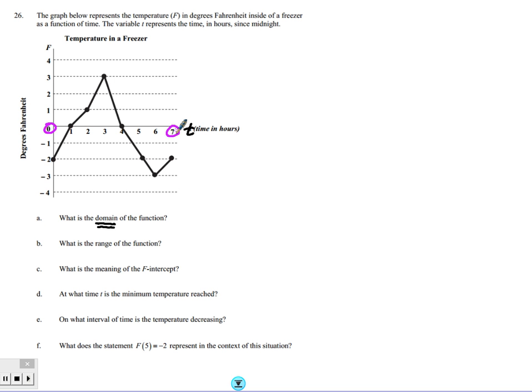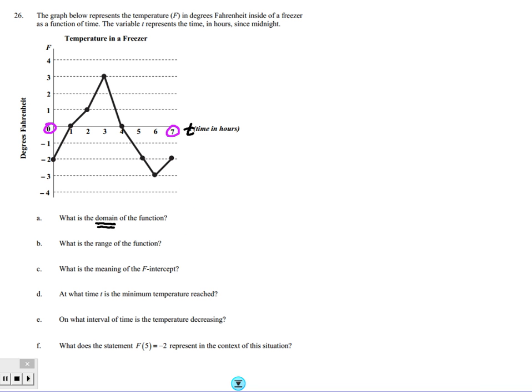And we have to ask, are we going to list out 0, 1, 2, or are we going to state all the values in between? So we have to ask ourselves, is it discrete or continuous? And in this case, because it's connected, it's continuous, we're going to have all the values, every single value, not just the whole numbers.